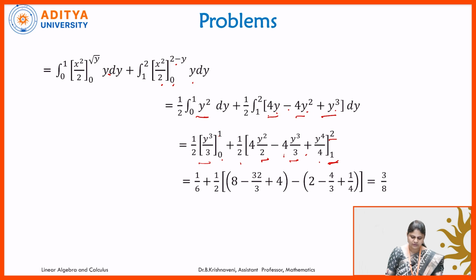For the first part, substituting the limits, 1 by 2 into the upper limit 1 by 3 is 1 by 6. For the second part, substituting the upper limit y equals 2, we get 8 minus 32 by 3 plus 4, minus the lower limit y equals 1, 4 by 2, that is 2 minus 4 by 3 plus 1 by 4. Simplify it and you get the answer equal to 3 by 8.